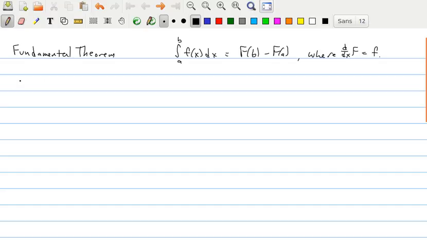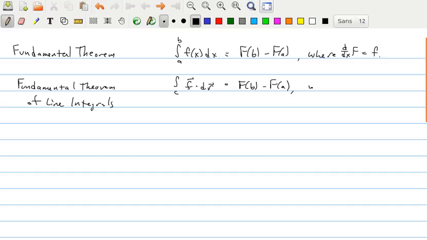So we've got something similar for line integrals, and this is creatively enough called the fundamental theorem of line integrals. This statement is somewhat similar. If you've got an integral along a curve of this vector line integral F dot dr, this is equal to big F of b minus big F of a, where the gradient of big F equals little f.